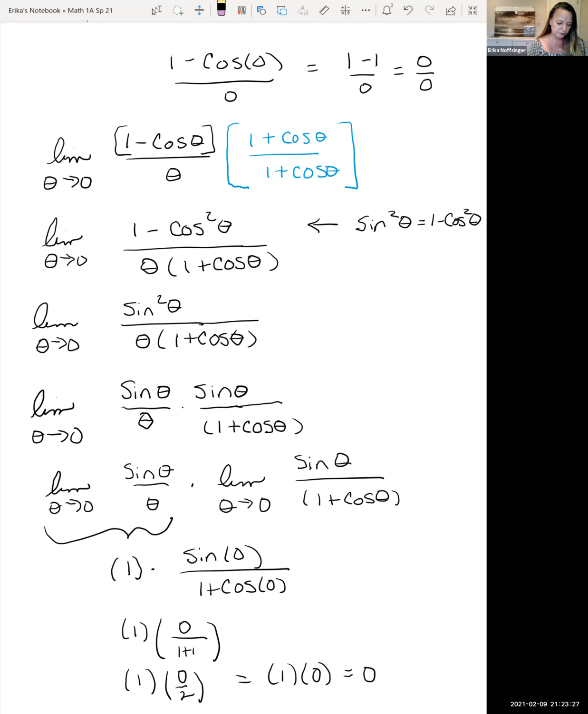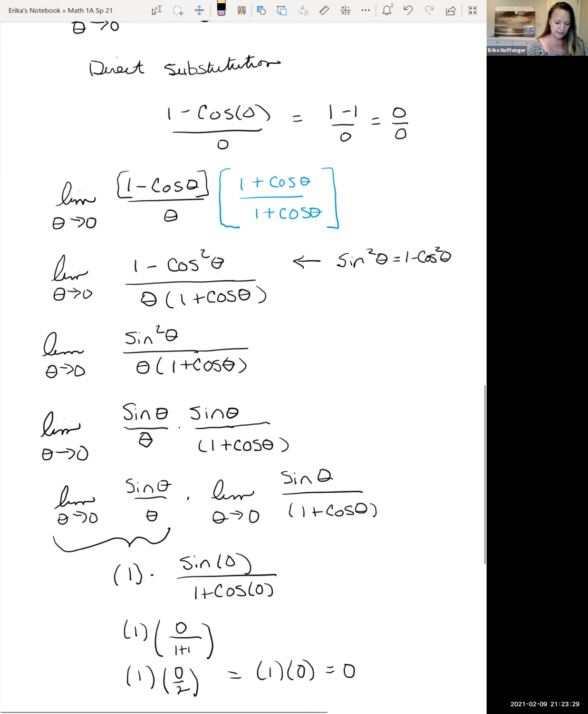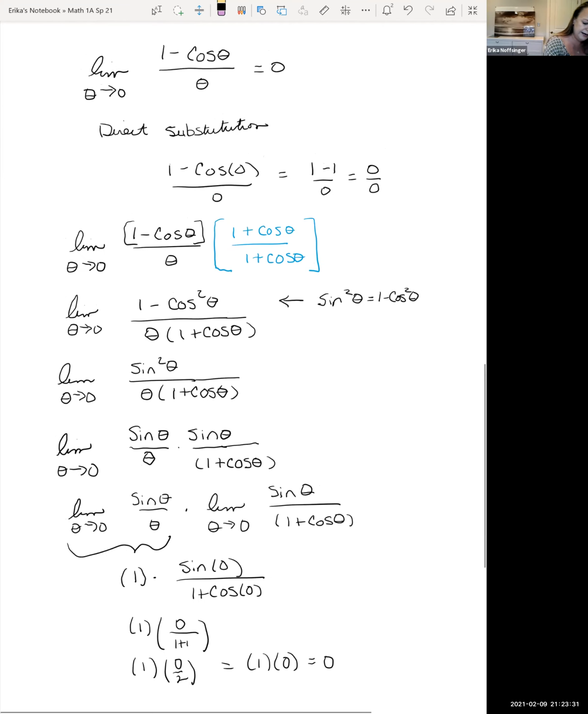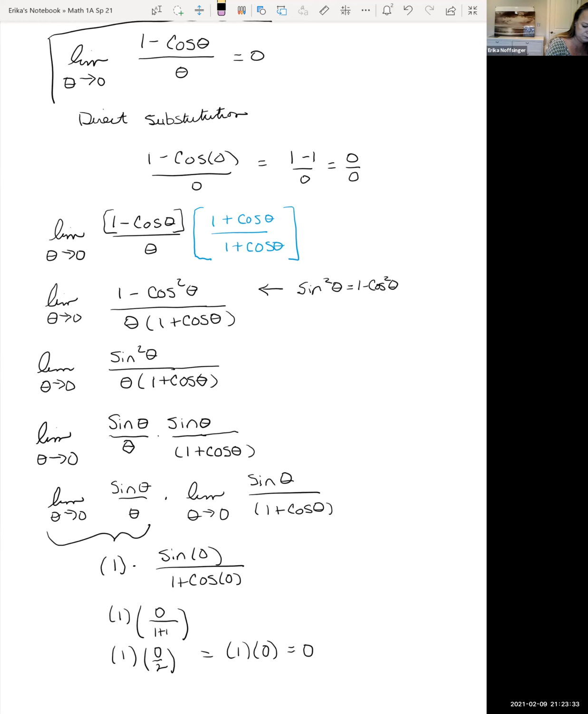So we just proved that the limit as theta goes to 0 of 1 minus cosine theta all over theta is equal to 0. You can put the box. So if you put that square at the bottom and you're trying to prove something, that means that you're done. You did what you set out to do and showed it.